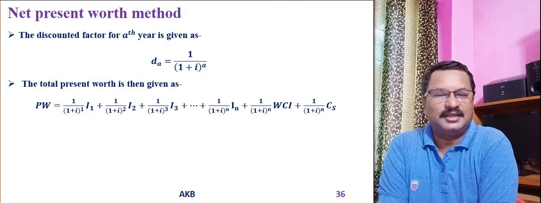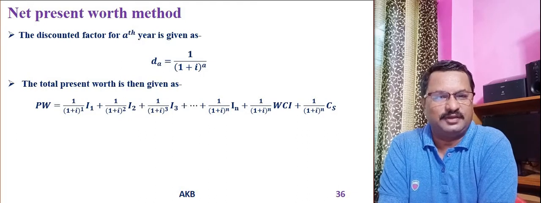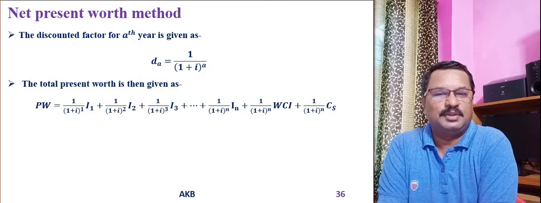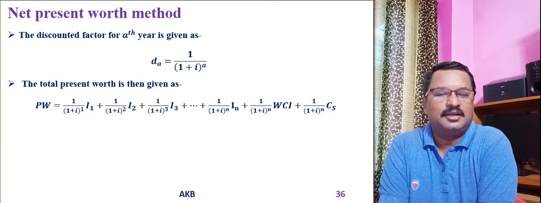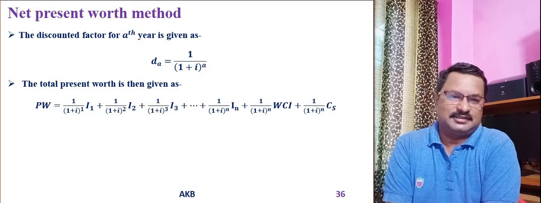So mathematically this will be PW is equal to 1 upon (1 plus I) raised to 1 into I1 plus 1 upon (1 plus I) raised to 2 into I2 plus 1 upon (1 plus I) raised to 3 into I3 plus and so on, plus 1 upon (1 plus I) raised to n into In plus 1 upon (1 plus I) raised to n into WCI plus 1 upon (1 plus I) raised to n into CS, the salvage value.